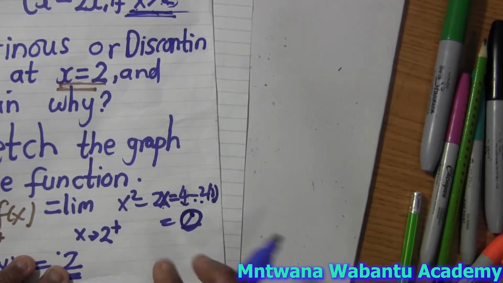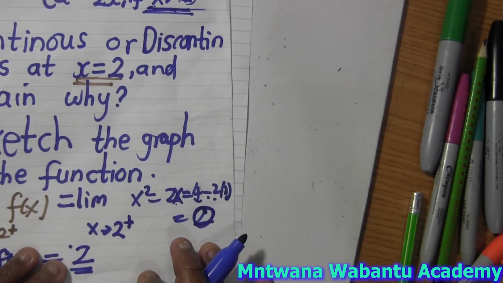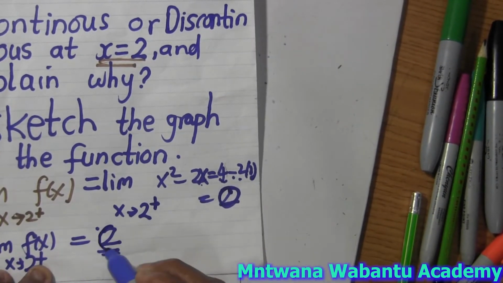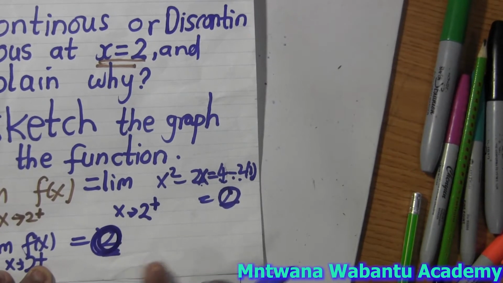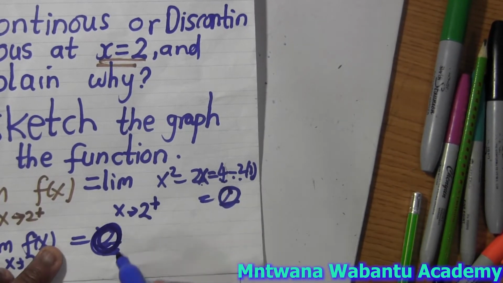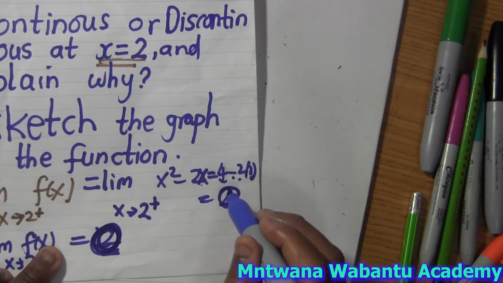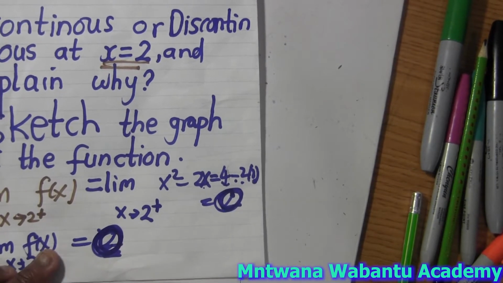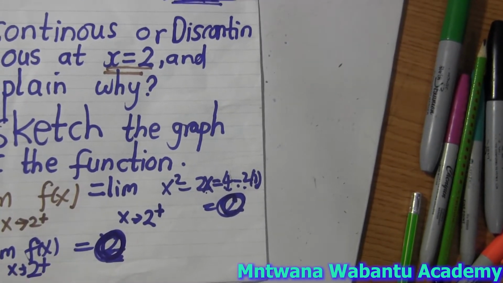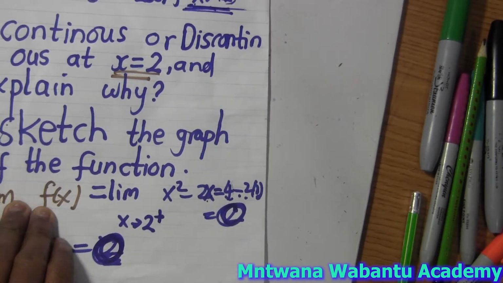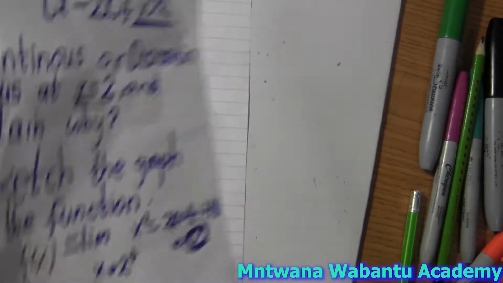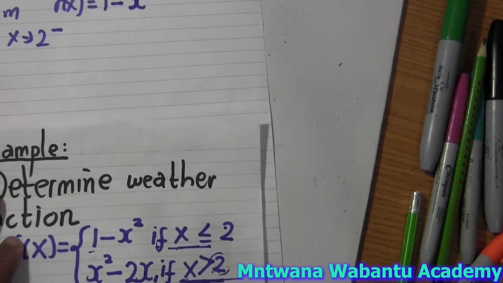So this is going to give us 0. I made a mistake. You know what I'm saying? My apology. So this is going to give us 0 and not 2. Okay, so the answer should be 0. My apology, just a small error. We correct it.